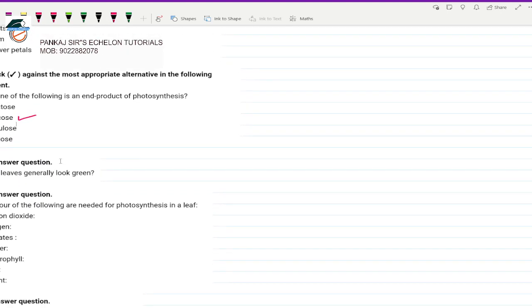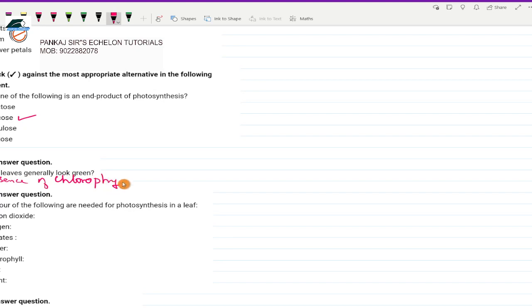Short answer questions. Why do leaves generally look green? Leaves look green because of the presence of chlorophyll. So the answer for this is: leaves generally look green because of the presence of chlorophyll.